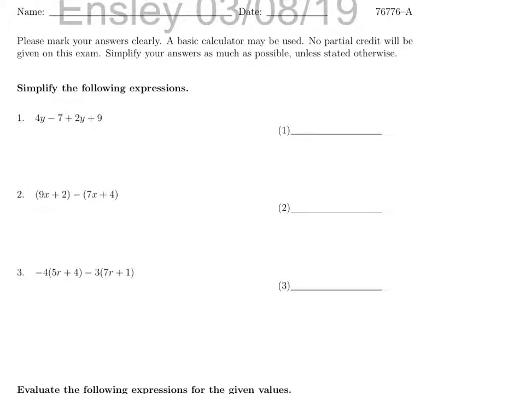So I see the 4y and the 2y. Those are both positive and added together, so that is 6y. And I see the -7 and +9. So I have to do that correctly. Those have different signs, and so I'm really just looking at the difference between 7 and 9, which is 2. The positive number there is bigger, so that's +2.